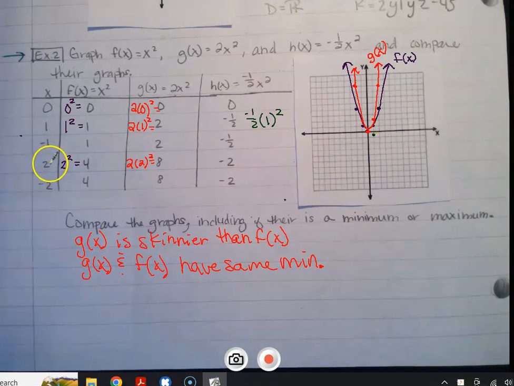And so with the 2, it's -1/2 times 2 squared. Well, 2 squared is 4. So now I've got -1/2 times 4, which is -2.